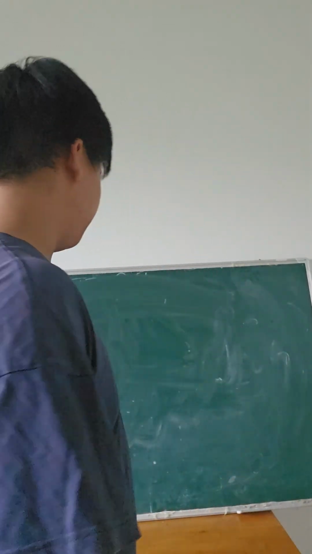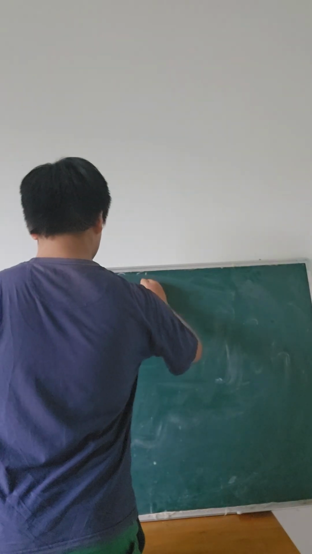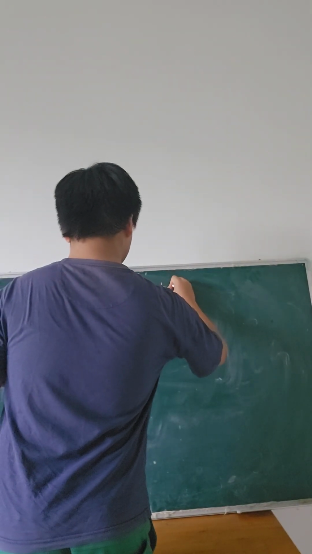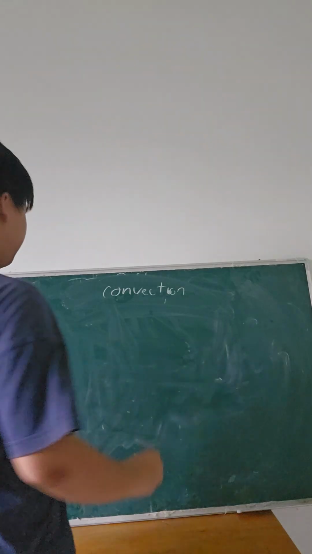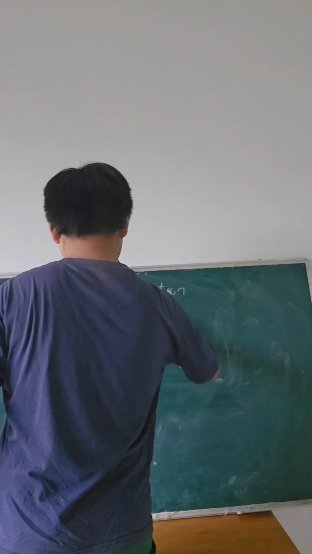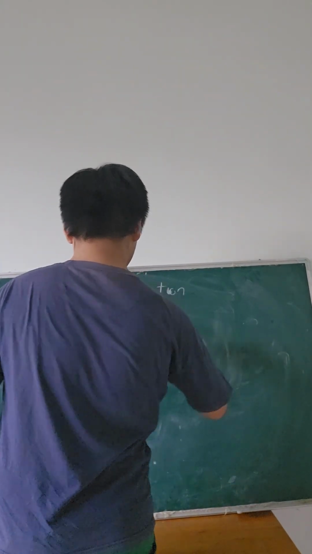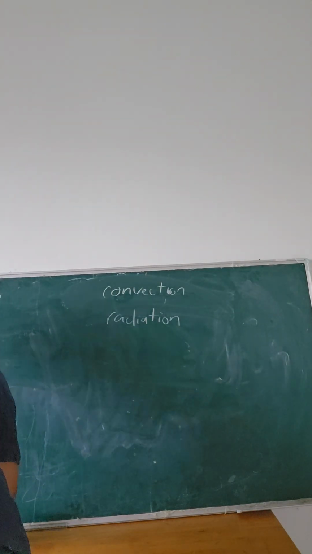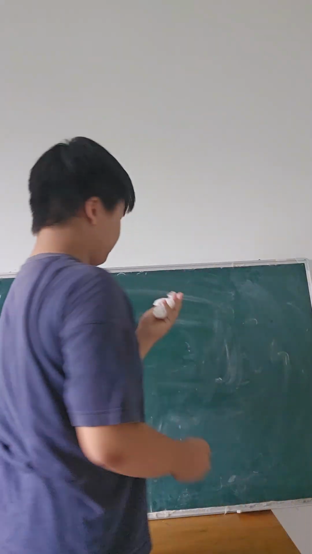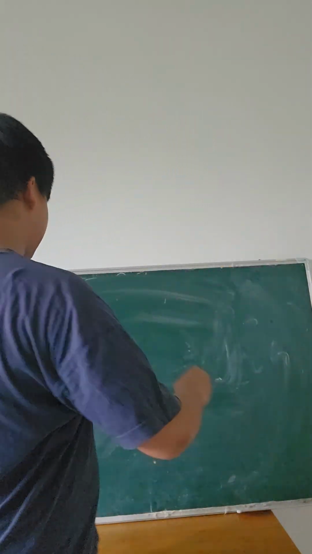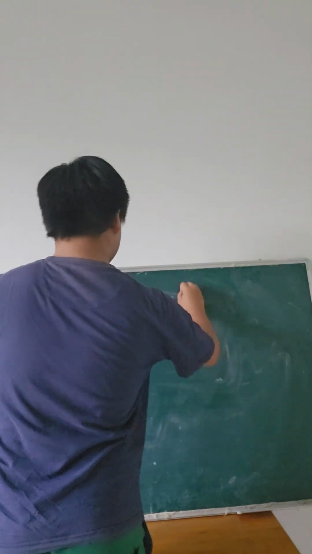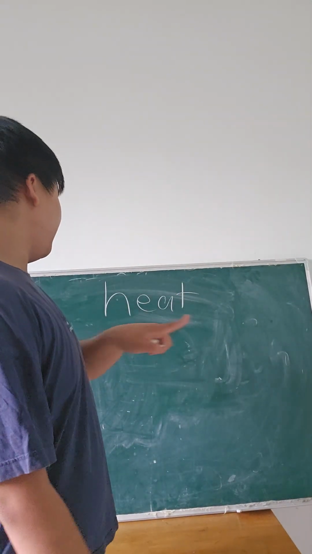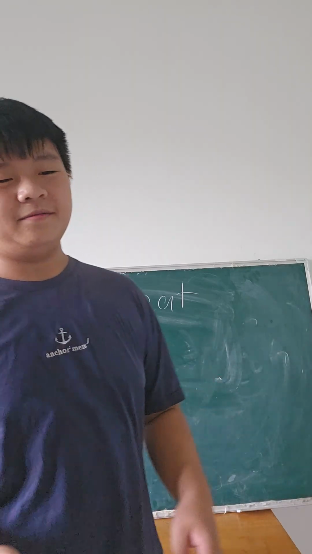Alright, so today we're going to talk about two things: convection and radiation. Sorry for the terribly miserable looking handwriting of mine. So now, convection and radiation come from one thing, which is heat. Heat is something that happens in every single type of matter.